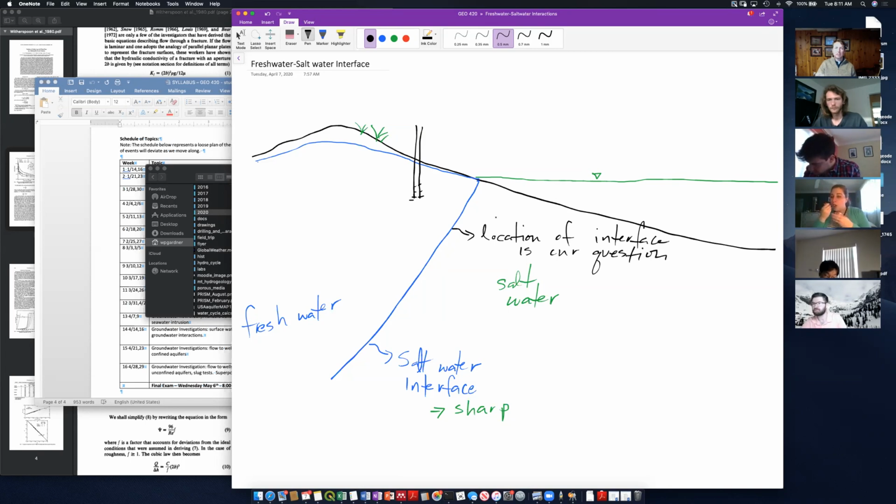And then how does this interface move if we do things like pump or change groundwater flow? How will the interface location change? So some of the things that can affect the location of the interface is the amount of groundwater flow, right? You might imagine that the more groundwater or the stronger the groundwater flow is towards the ocean, it might be able to push this interface towards the ocean.